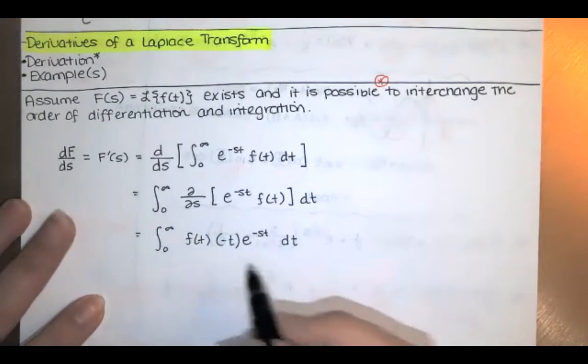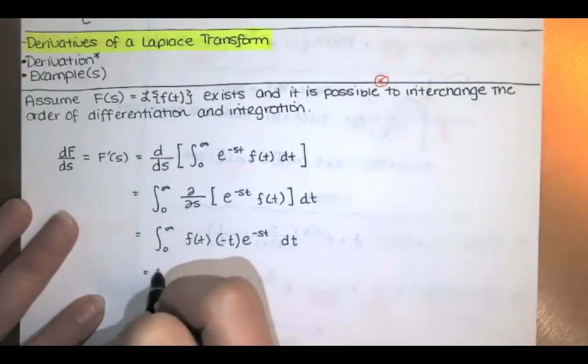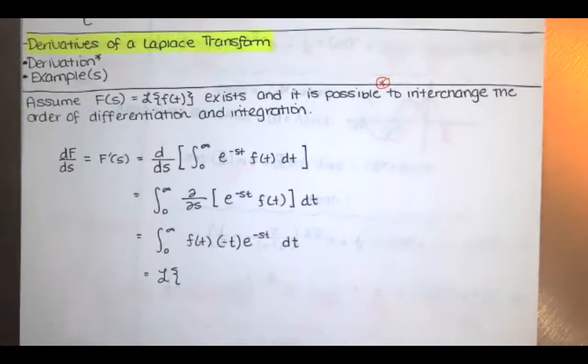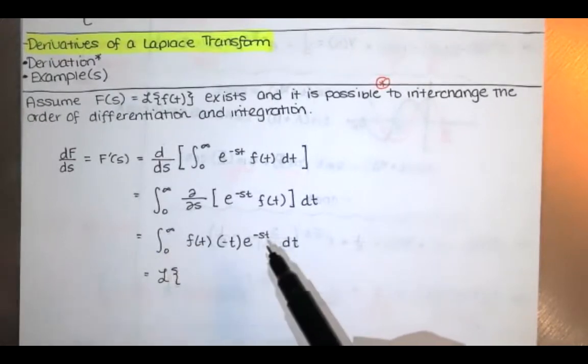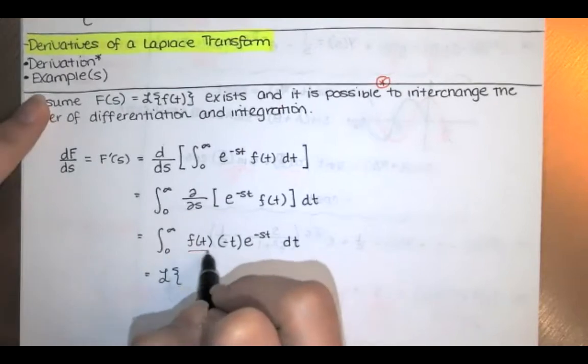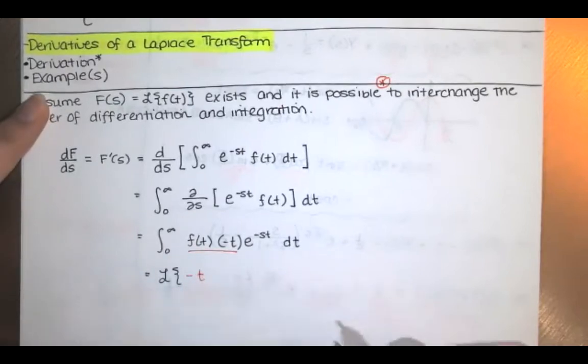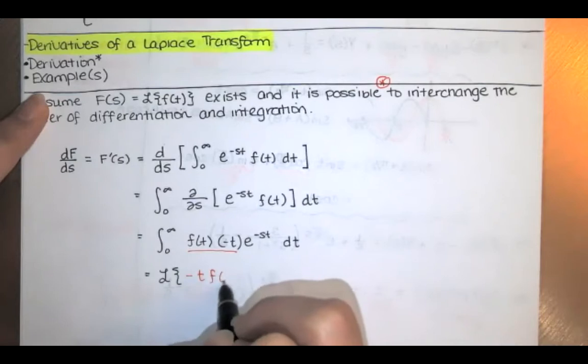Now that is the definition of the Laplace transform of this function. Remember, the Laplace transform is the integral from 0 to infinity of e to the negative st times the function itself. So that's the Laplace transform of negative t times f(t).